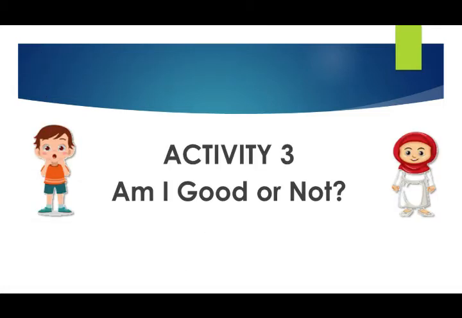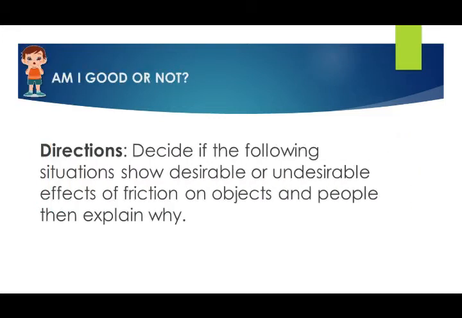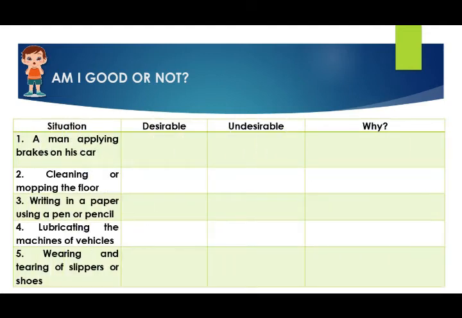For the third activity, decide if the following situations show desirable or undesirable effects of friction on objects and people, then explain why. You can pause the video to copy the table shown. Number 1. A man applying brakes on his car.